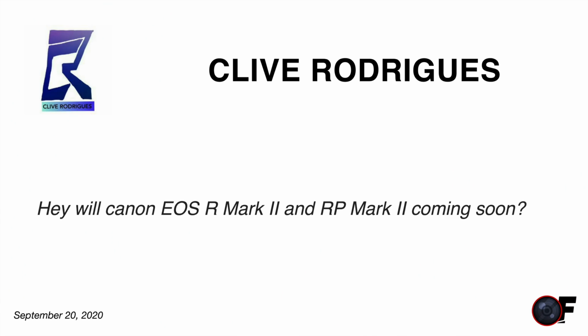Clive asks, hey, will Canon EOS R Mark II or the RP Mark II be coming anytime soon? I really don't think so. When I was interviewing Craig at Canon Rumors many, many months ago, I asked him this very question, and he said, no, those are dead-end cameras. There isn't going to be a follow-up to them, and I say that with a bit of a grain of salt. There isn't going to be an EOS R Mark II. There isn't going to be an EOS RP Mark II. However, there are cameras that are going to stand in for these and more or less replace them.